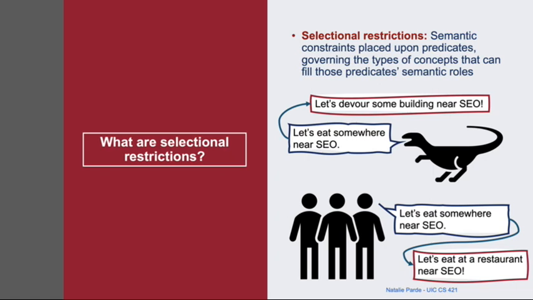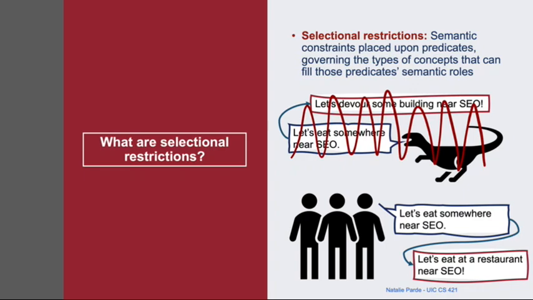As humans, we're easily able to select the correct parse because we know that the theme of eating events tends to be something edible. That restriction, the constraint that the theme of the eating event must be edible, is a selectional restriction.